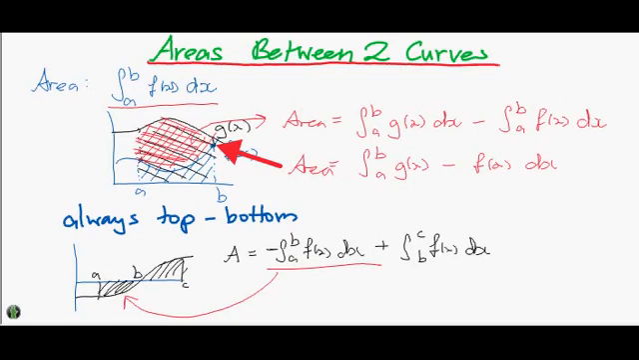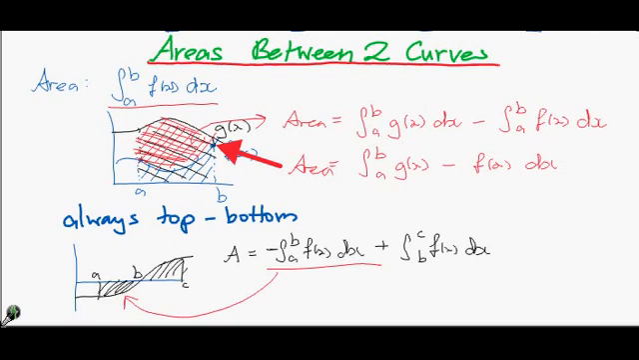Notice that in this case, our top curve is actually the x-axis. So that's why I illustrated it with top minus bottom. If you like, the x-axis is also an equation, g of x equals 0. So that, very briefly, is areas between two curves.